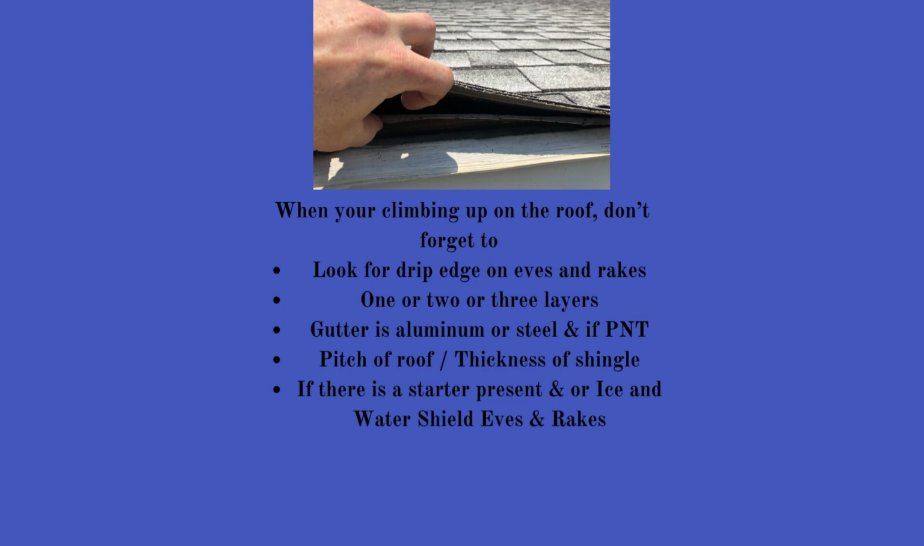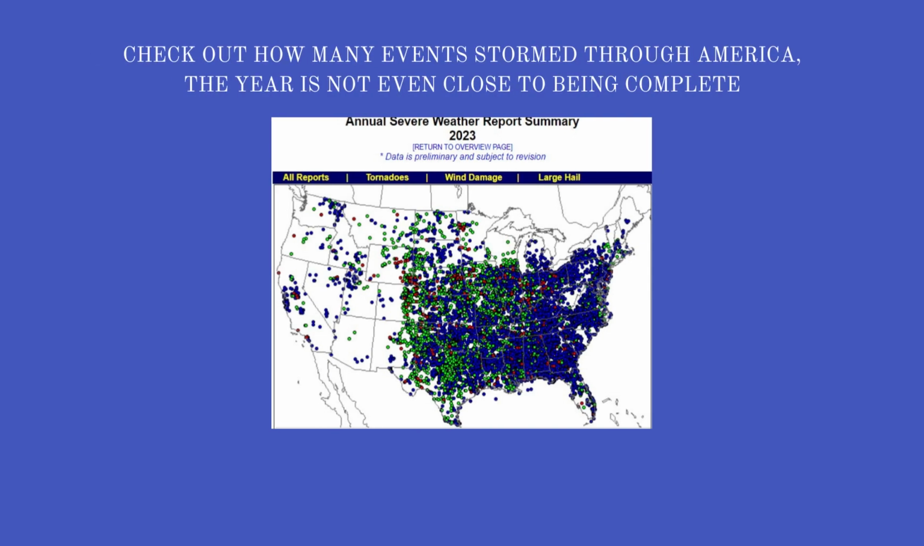When you're climbing up on the roof, here is the information you need to gather. 1. Look for drip edge on eaves and rakes. 2. Check layers of shingles, 1 or 2 or 3 layers. 3. Pitch of roof/thickness of shingle, take photo of each reading. If there is a starter present and/or ice and water shield eaves and rakes, document it.